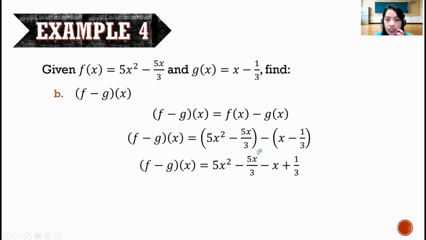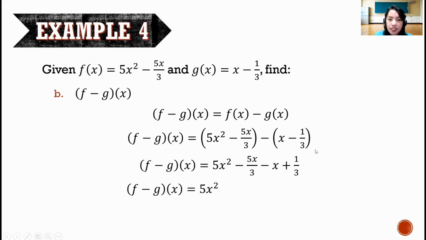So itong negative will be distributed to x and negative 1/3. So that would be 5x squared minus 5x over 3. Negative times x is negative x. Negative times negative is positive. Then copy 1/3. Next is to combine like terms.